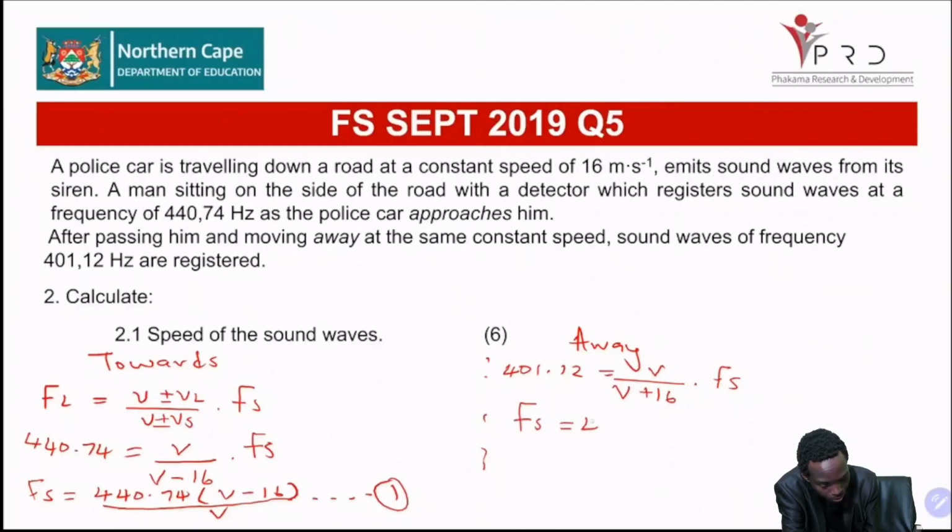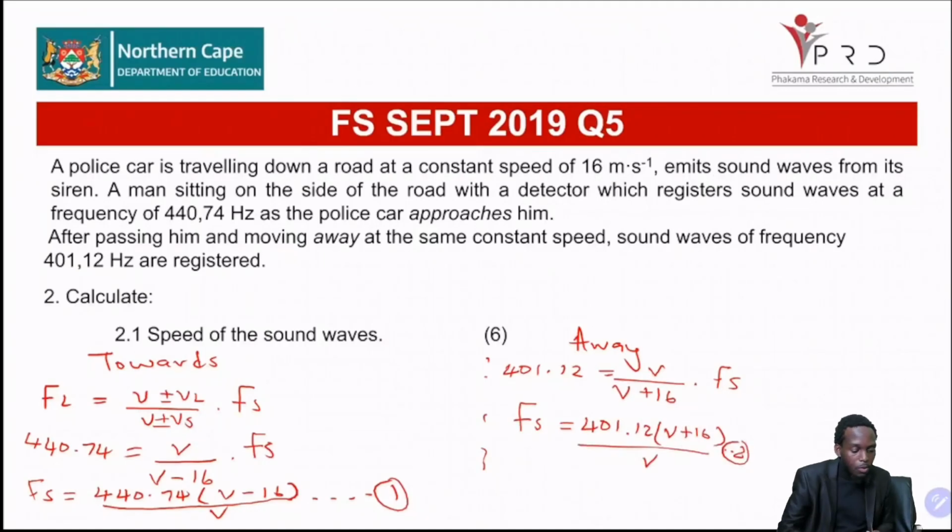So Fs is going to be 401(V + 16), all of that divided by V. And this becomes my equation number 2. Now, when you look at your equation number 1 and your equation number 2, you would notice something. They're both equal to what? They're both equal to Fs, meaning we can equate them and solve for them simultaneously, right? So we are now going to say equation 1 must be equal to equation 2, right?